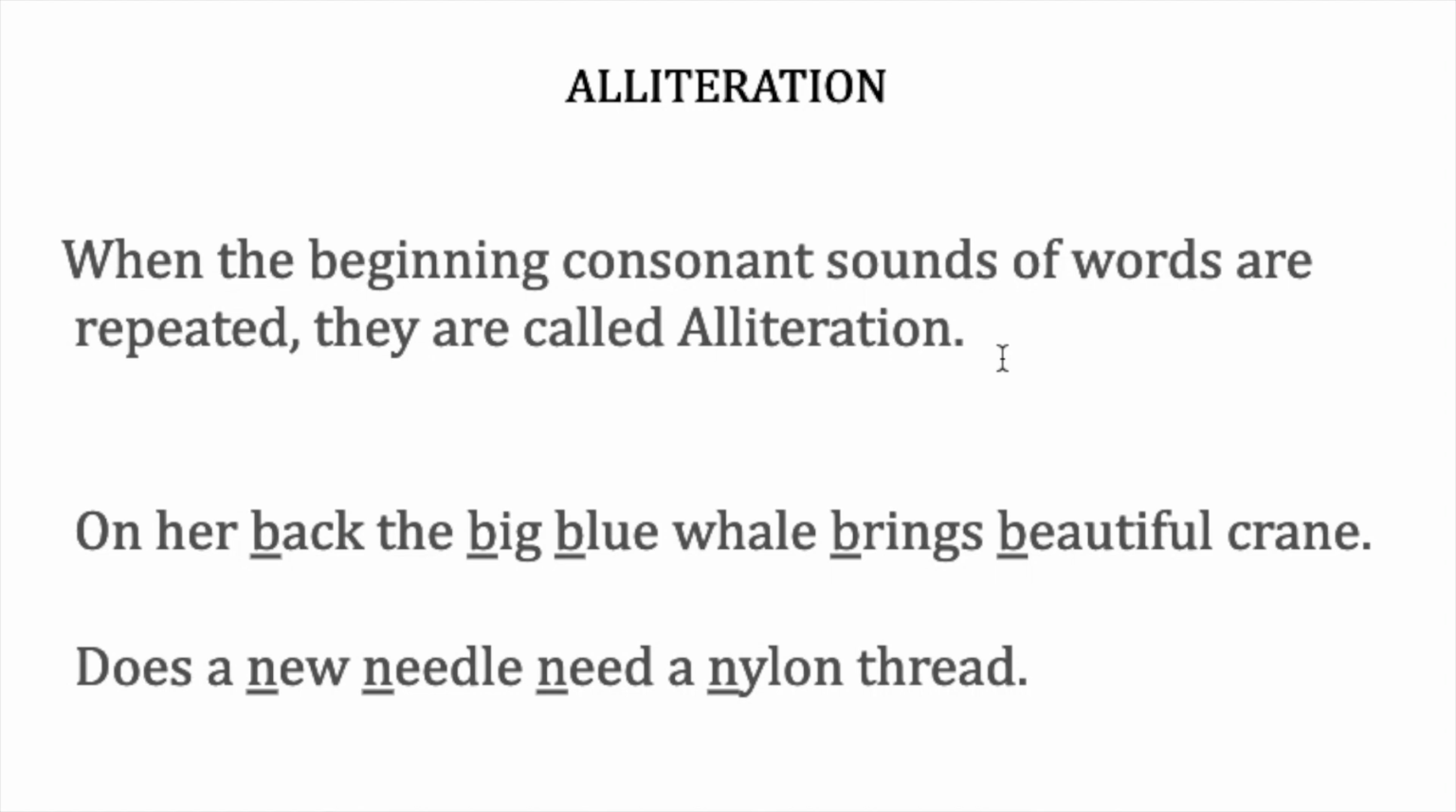Okay, let's understand it with examples. On her back, the big blue whale brings beautiful crane. Can you see the repetition of the consonant sound b, and all are towards the beginning of the words? Back, big, blue, brings, beautiful. So this is towards the beginning of the given words, and that is why it is called alliteration. Does a new needle need an Allen thread? Repetition of the n consonant sound towards the beginning of the words. Alright, so this is how you identify alliteration.